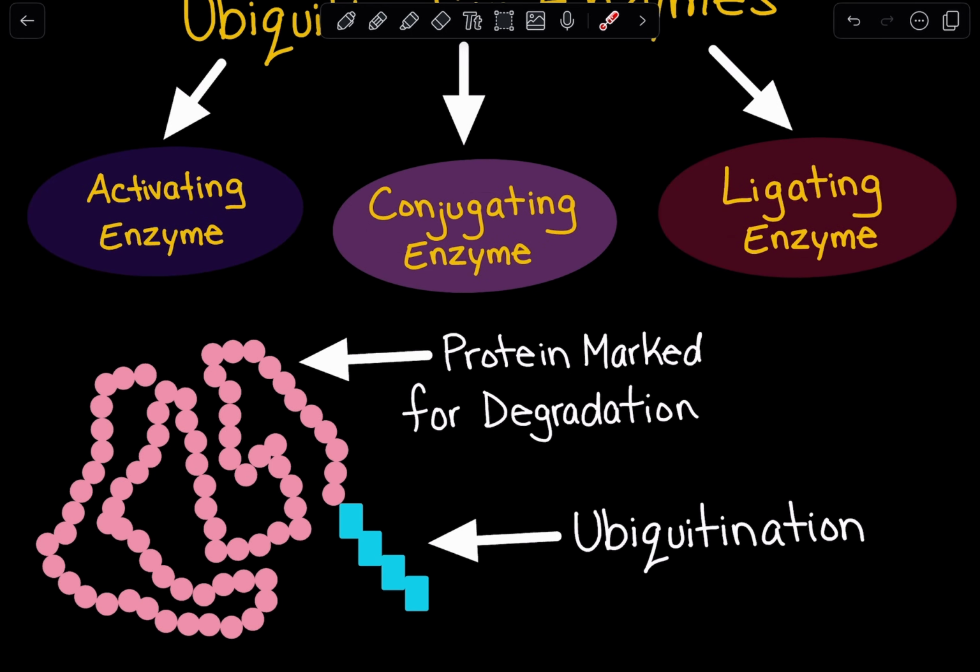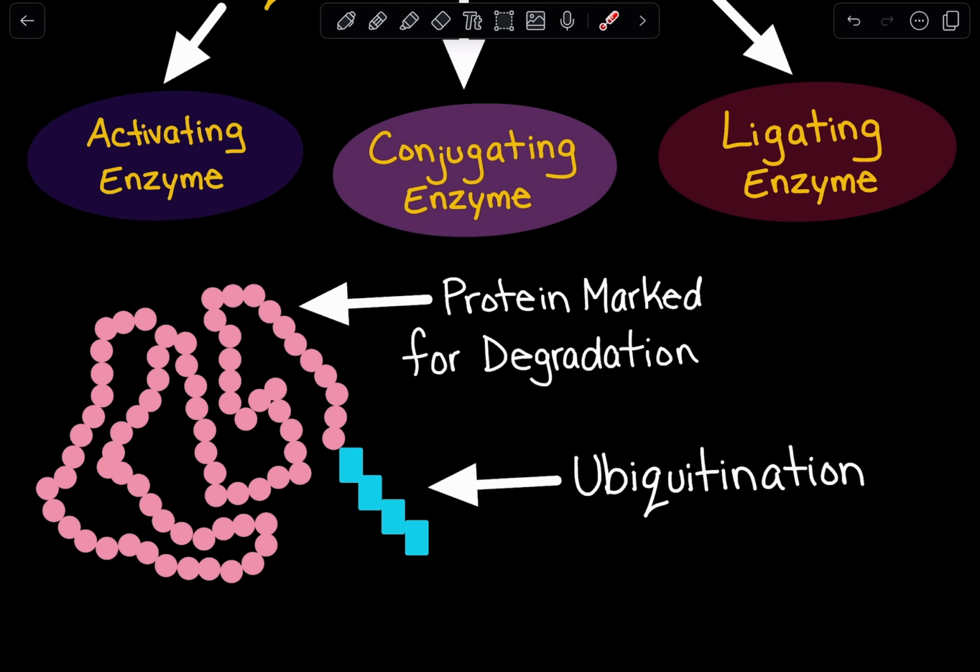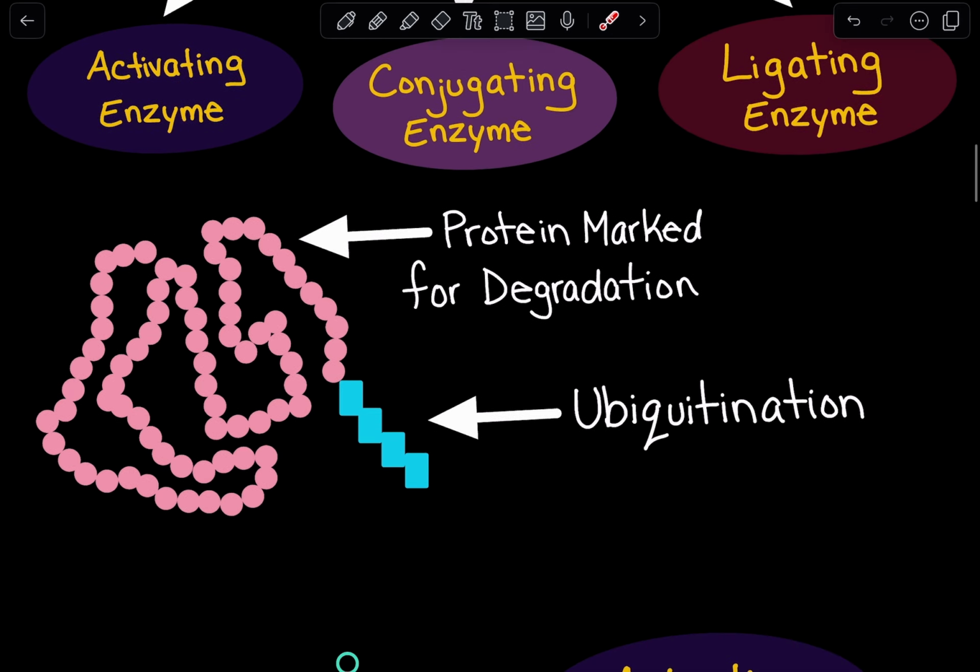Now, the number of molecules of ubiquitin that we add to our protein can be variable, and the amount of ubiquitins that we add will have a different effect on the protein. A general rule of thumb to remember is that if we have around 4 ubiquitin proteins attached to our protein of interest, it will mark it down for degradation.